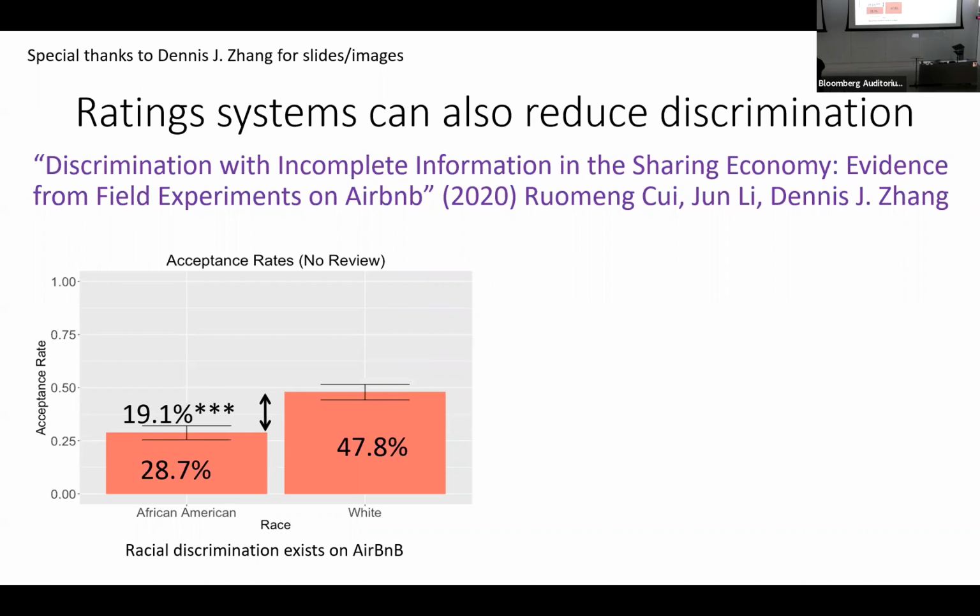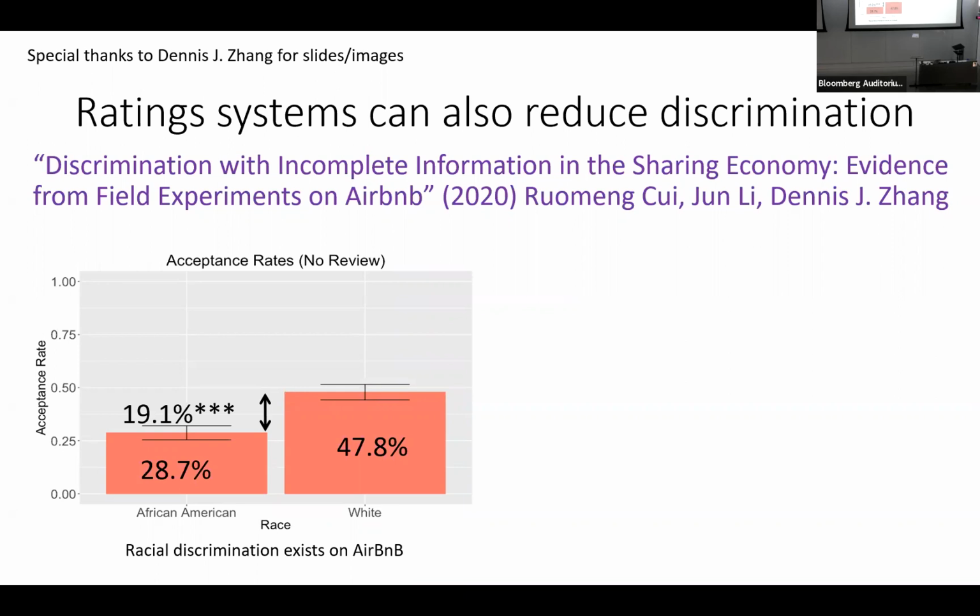I think it got published last year, but it's been around for a few years now. It's titled Discrimination with Incomplete Information in the Sharing Economy: Evidence from Field Experiments on Airbnb. And Dennis was kind enough to share his slides with me, and I took the images. In their first study, they ran very similar resume tests to that first paper on Airbnb. Their first experiment was a replication of that paper.